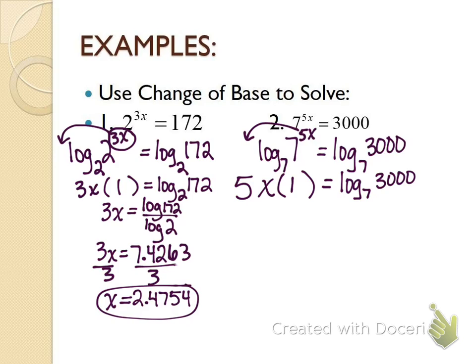5x times 1 is 5x. And then on the other side, we can use our change of base formula. So what would I write instead? 5x equals log of 3,000 divided by log of 7. Good. Then we go to our handy dandy calculators. Log of 3,000, close parentheses, divided by log of 7. And we end up with 5x equals 4.1144.